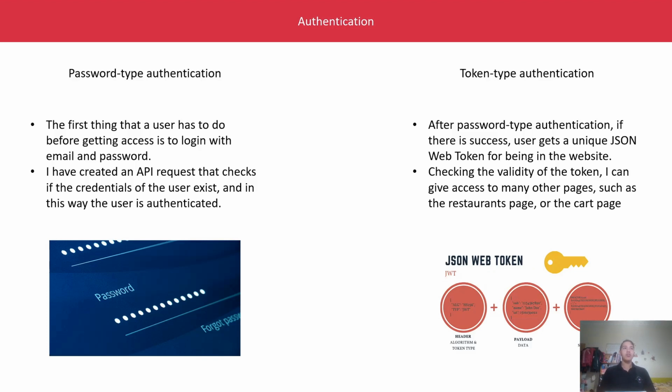Regarding authentication, I'm using password type authentication. I'm asking the user for data such as the email and the password. I'm making a request to the database, and the database, if this user exists, sends back to the server the data of the user, and the server creates a JWT, and this JWT is sent back to the frontend. Now, having this JWT, the user can access every single service, so is authorized to access the services, and this is the second type of authentication, token type. So with this token, the user can access everything.